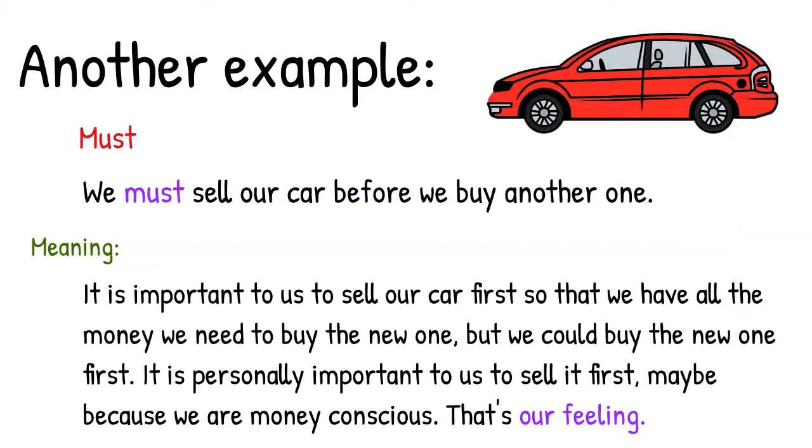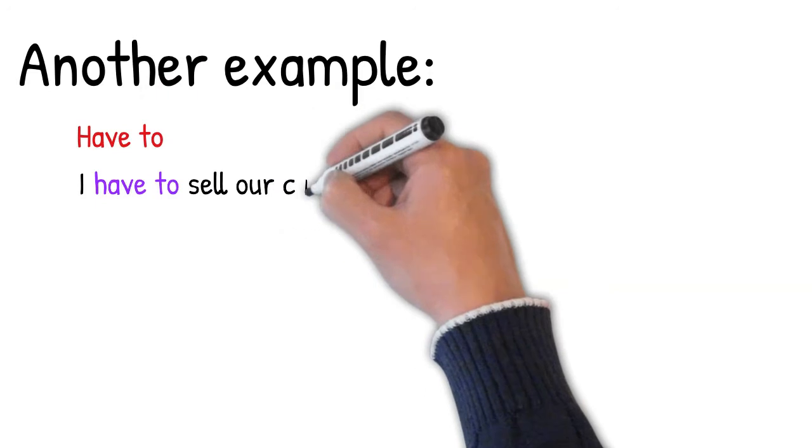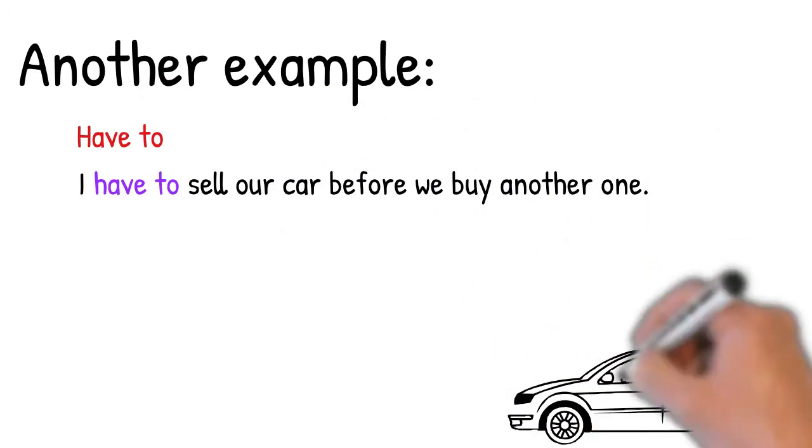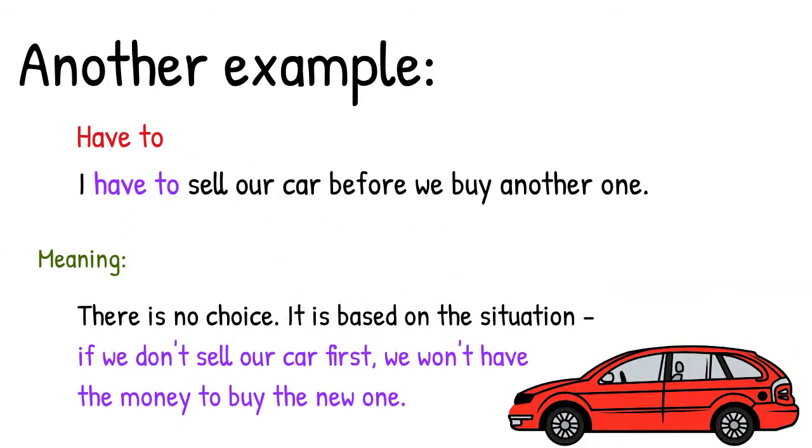But we could buy the new one first if we wanted to, but it is personally important to us not to do that. We want to sell our car first, maybe because we are money conscious. So that's our feeling, our personal choice. But with have to, it's not our personal choice. It's based on the situation. We have to sell our car before we buy another one. Maybe there's no choice, in the sense that it's based on the situation. Maybe we have to have the money from the first car to pay for the second one. So if we don't sell our first car, we won't have enough money to buy the new one.